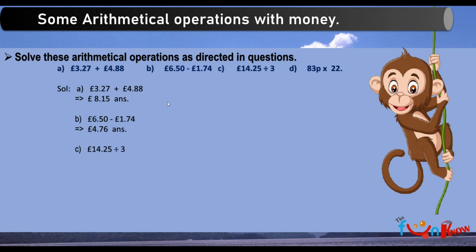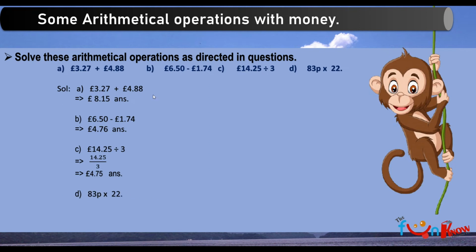The C part is telling us that we are supposed to divide. £14.25 divided by 3. When we do the division, we get the quotient as £4.75.